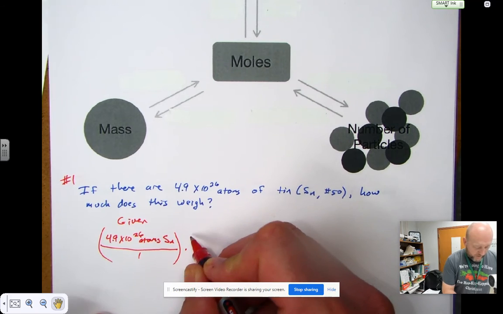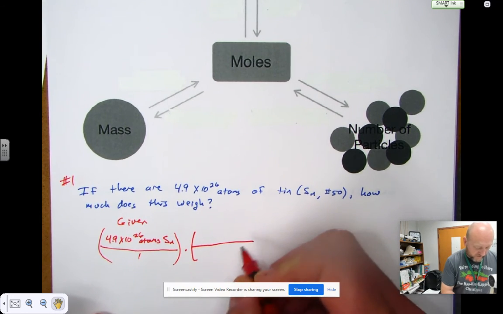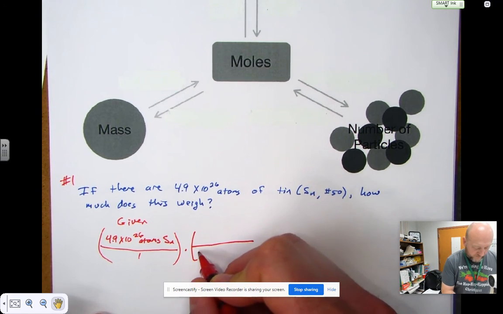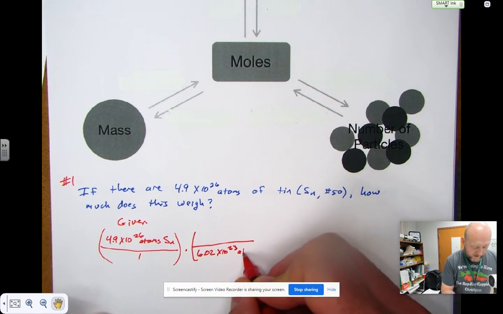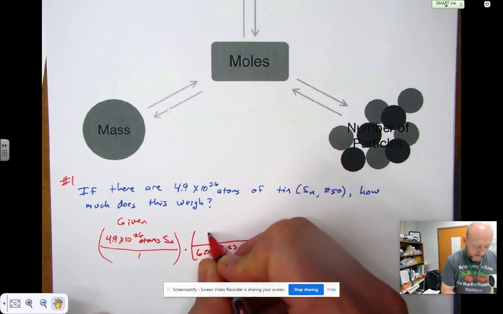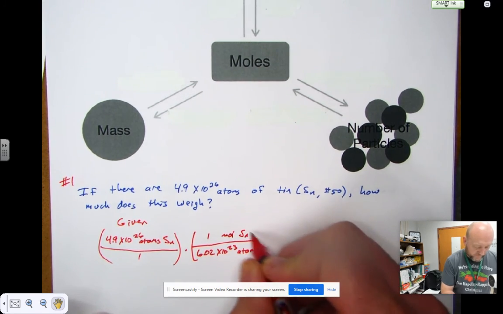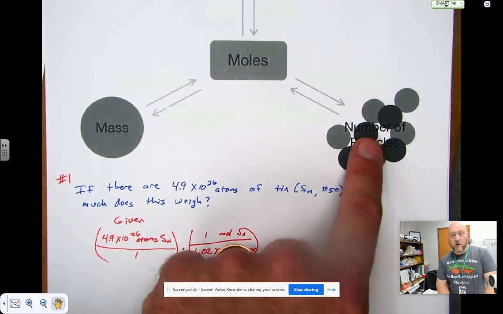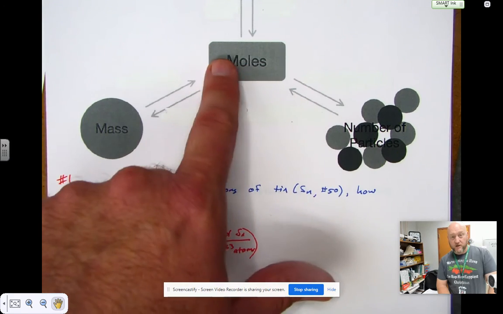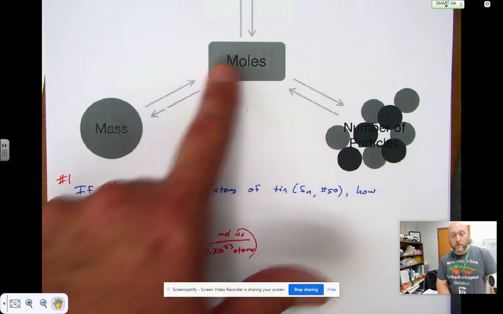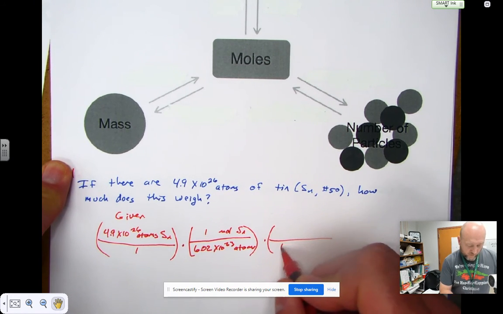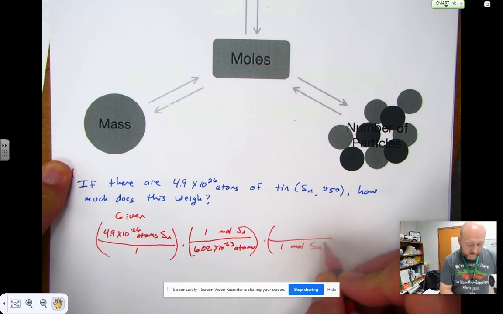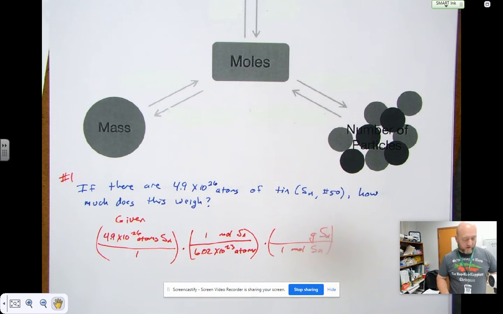To do that, we're going to bring in our next conversion. We want to get rid of atoms. We know that there are 6.02 times 10 to the 23 atoms in 1 mole of tin. So we've just gone from number of particles up to the moles. Now we want to go from moles to the mass. So every 1 mole of tin is how many grams of tin? And that we need to look up on the periodic table.